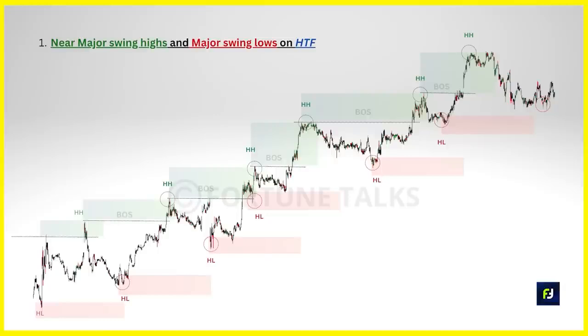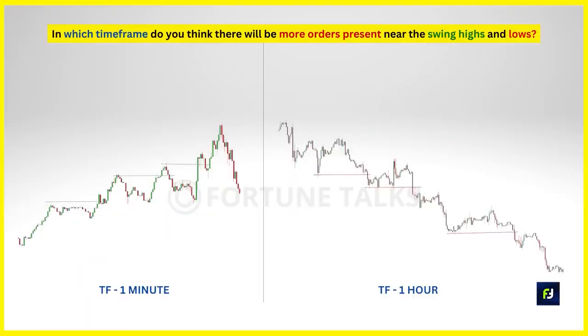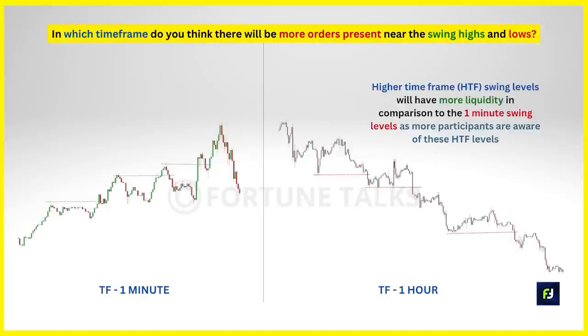You can understand this using a simple example. You can mark the structure on a 1 minute time frame, which is a lower time frame, and then mark the structure on a 1 hour higher time frame. In which time frame do you think there will be more orders present near the swing highs and lows? Without much thinking, we can say that the higher time frame swing levels will have more liquidity in comparison to the 1 minute swing levels, meaning that there will be more meaningful price reactions on higher time frame structures.